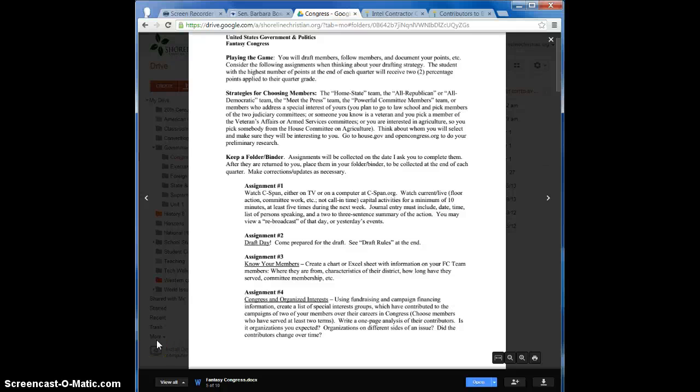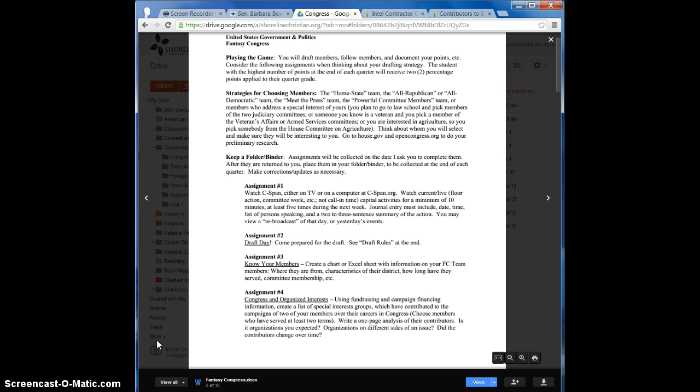Assignment 4 asks you to look at the influence of organized interests, so interest groups that give money to the campaigns of congresspersons. You're asked to look for and find a list of the special interest groups that have contributed to the campaigns of 2 of your members over their careers in Congress. You need to choose members who have served at least 2 terms because the longer they've served, the more they will be in a relationship with some of these interest groups. And then write a 1-page analysis of their contributors.